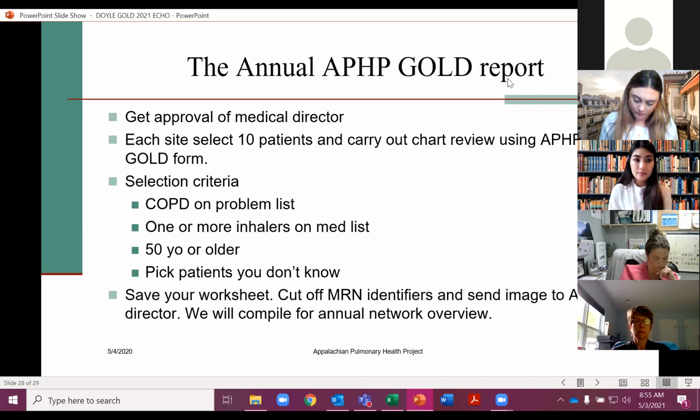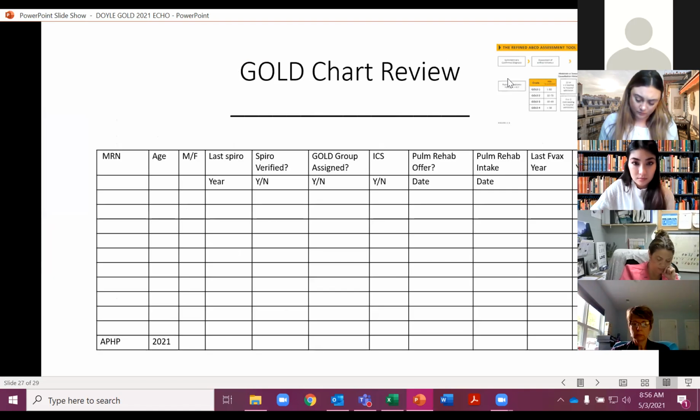Because if you know them, that's great. They're already involved with you. I'm worried about the other 80% of the patients in your practice who've never gotten in contact with a respiratory therapist for a PFT or for being referred for pulmonary rehab. So then go back to the previous slide. So then I would just put their age, their gender, their last spirometry, the year of their last spirometry. And of course, if they've never had it, you just leave that blank.